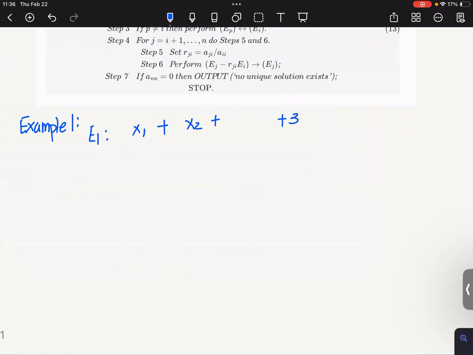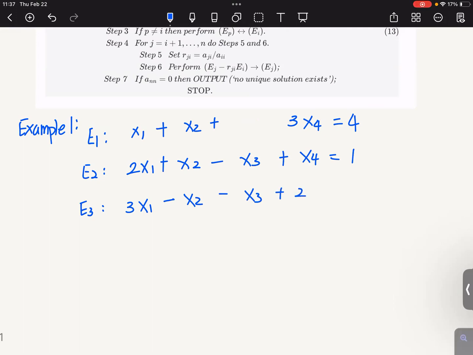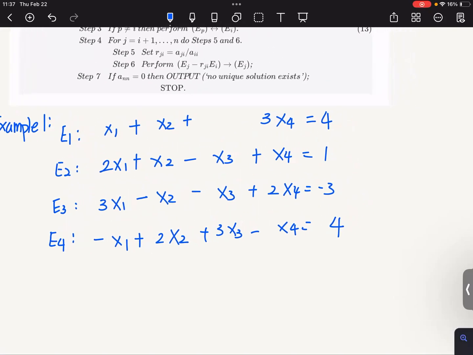I'm going to say it's x4, and then this is 0. But in the equation, it's written this way: x1 plus x2 plus 3x4 equals 4. And for equation 2, we got 2x1 plus x2 minus x3 plus x4 equals 1, and then 3x1 minus x2 minus x3 plus 2x4. For the fourth equation, we got 4 equations here, and you will see the coefficients are more complicated than the previous example.